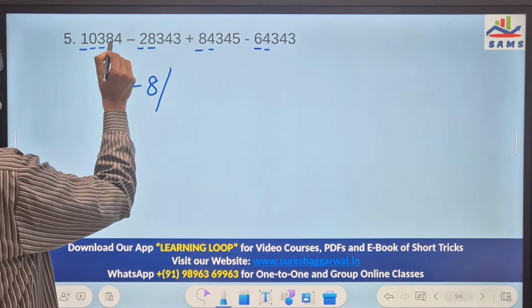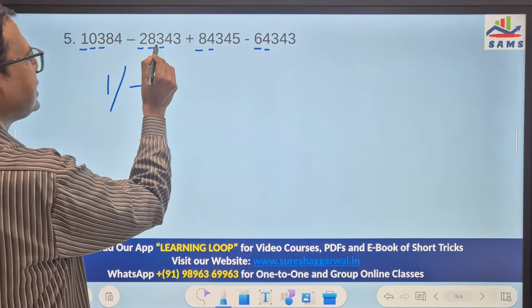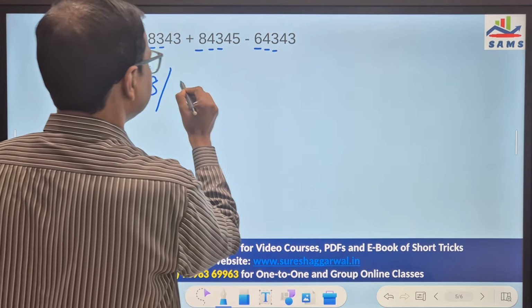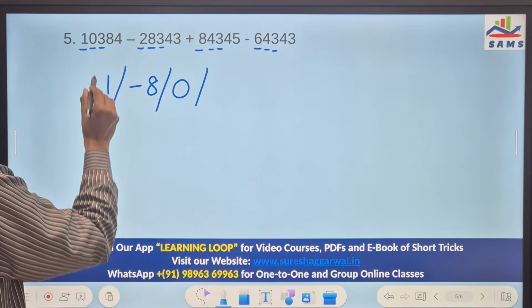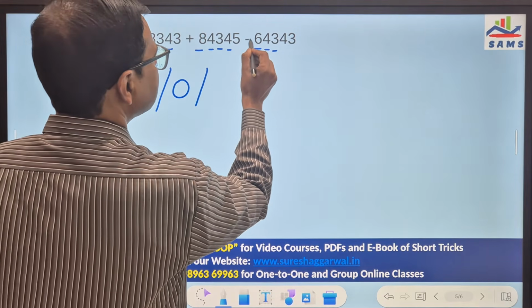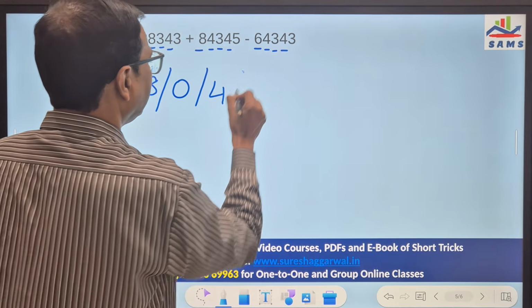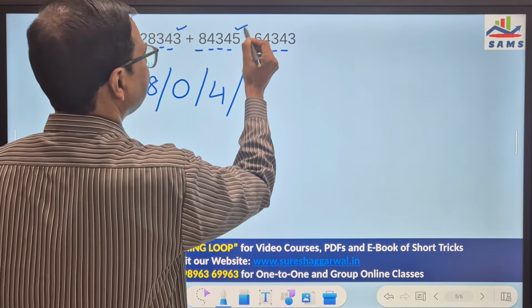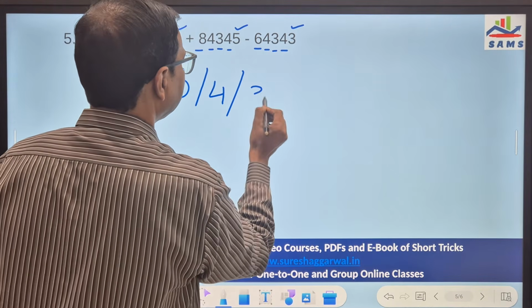Third digit, 3 minus 3 is 0. Plus 3. 3 minus 3 is 0 again. And then we have the next one. 8 minus 4 is 4. 4 plus 4, 8. 8 minus 4, 4. And then the last one, 4 minus 3 is 1. 1 plus 5 is 6. 6 minus 3 is 3.